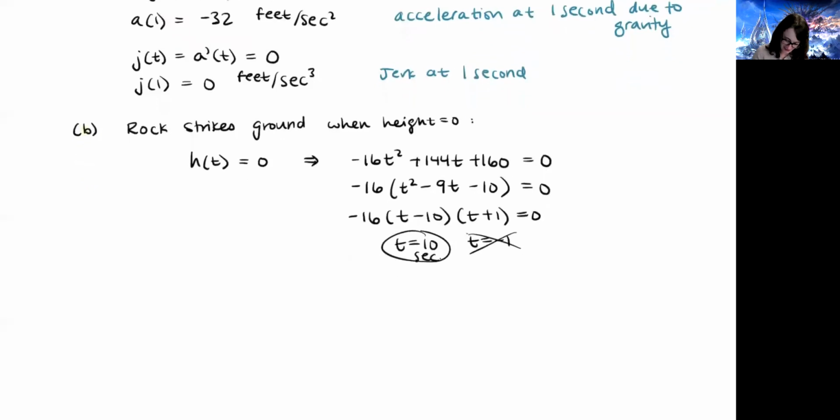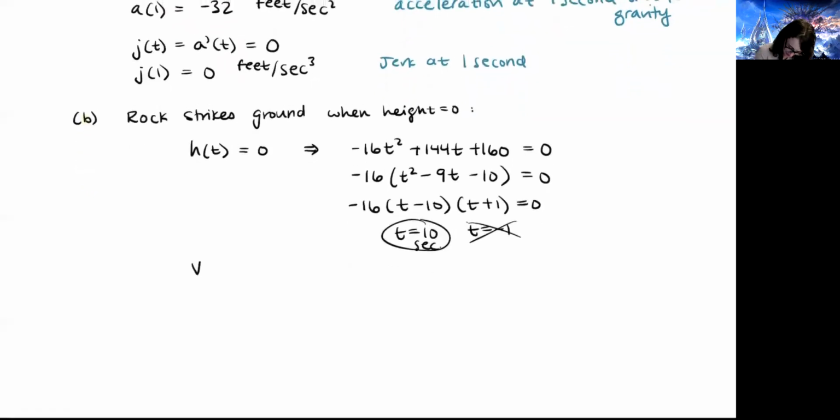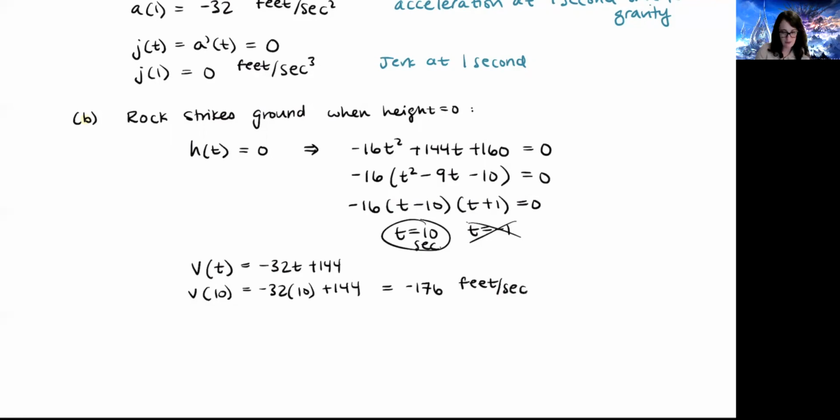All right, so we want the velocity at this time. So let's plug 10 into the velocity. Remember that the velocity function was negative 32t plus 144. So v of 10 is negative 32 times 10 plus 144. That comes out to be negative 176. Velocity's units are feet per second, if you're measuring in feet and seconds.